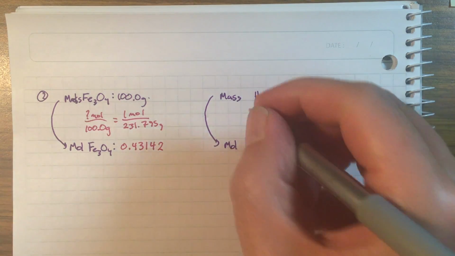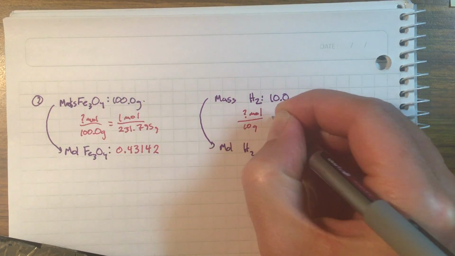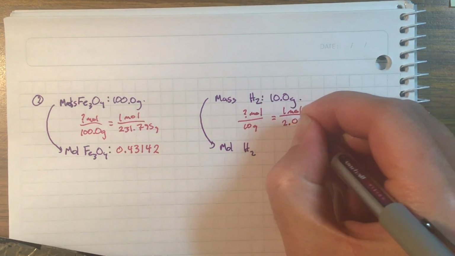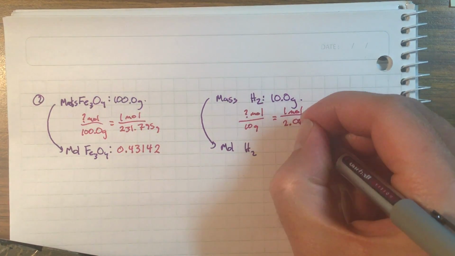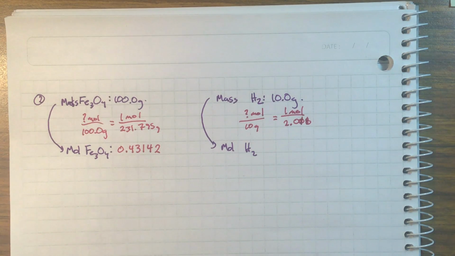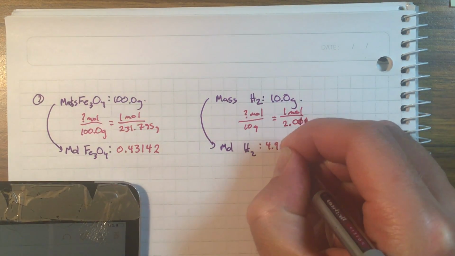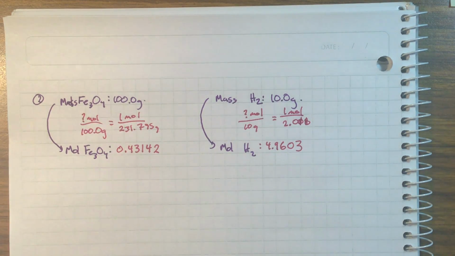All right, now let's do the H2. How many moles in 10 grams? If 1 mole has 2.016 grams, so 10 divided by 2.016, that's 4.9603. That's 5 significant figures.